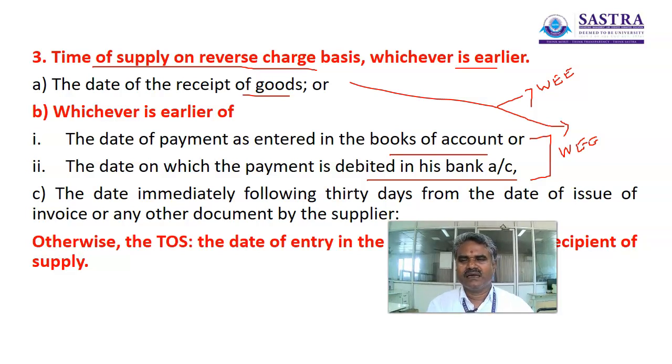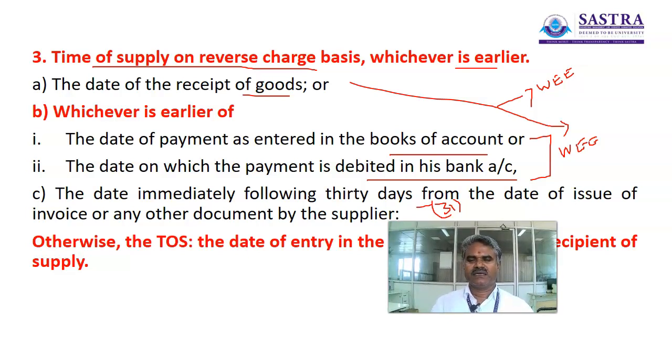C, the date immediately following 30 days from the date of issue of bill or invoice or any other document by the supplier. Already I told you, this is for section 31. So you prepare the invoice the day itself when you supply goods, or at least you have to prepare an invoice within the next 30 days from the date of issue of the invoice or the document for supplies.